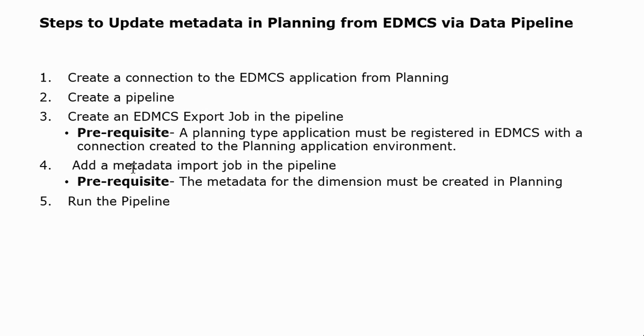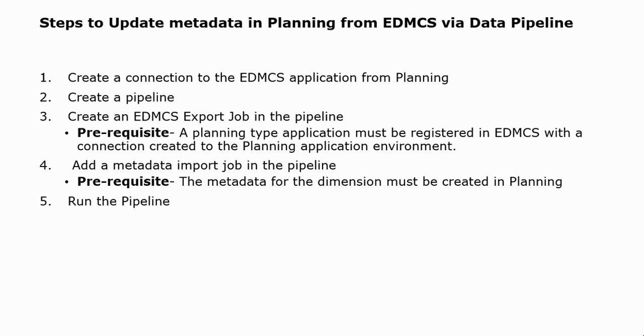The next step is to add a metadata import job in the pipeline, and a prerequisite to that is that the metadata job for that dimension must be created in planning. So it's a two-step process. The first step is to create an export job, and the second step is to import the file that was exported in step 3 using the metadata import job in planning. Once this is done, you can run the pipeline and it would execute these two steps one after the other to update your dimension.